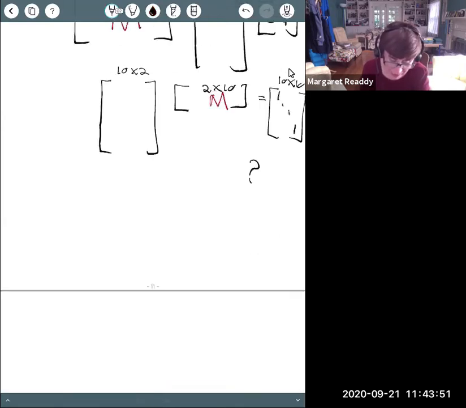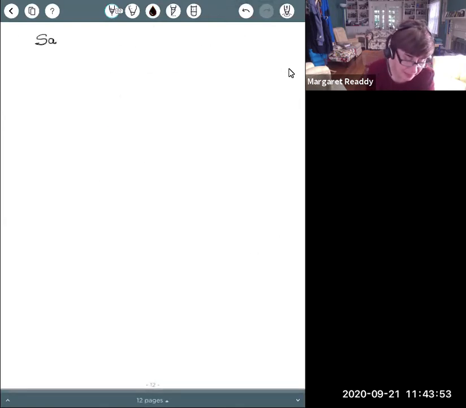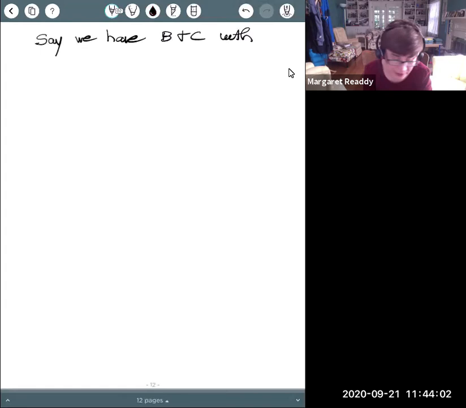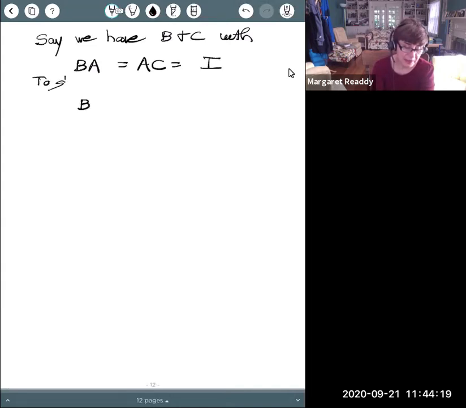All right, so let's suppose we have matrices B and C, where B is on the left: BA is the identity, and A times C is the identity. So B acts like an identity on the left, C acts like an identity on the right. So let's actually start with this. We want to show B and C are the same thing.